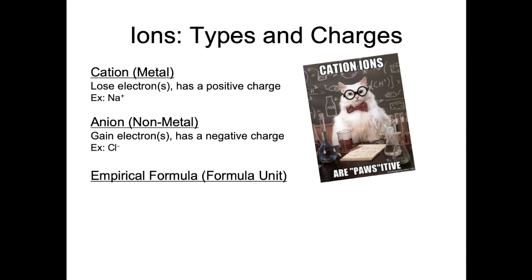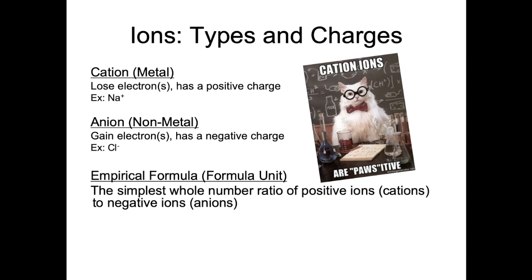Lastly, the chemical formula for an ionic compound is what's called an empirical formula, or a formula unit, and it represents the simplest whole number ratio of the positive to negative ions in the compound. For example, sodium chloride is a 1-to-1 ratio of sodium and chloride ions.